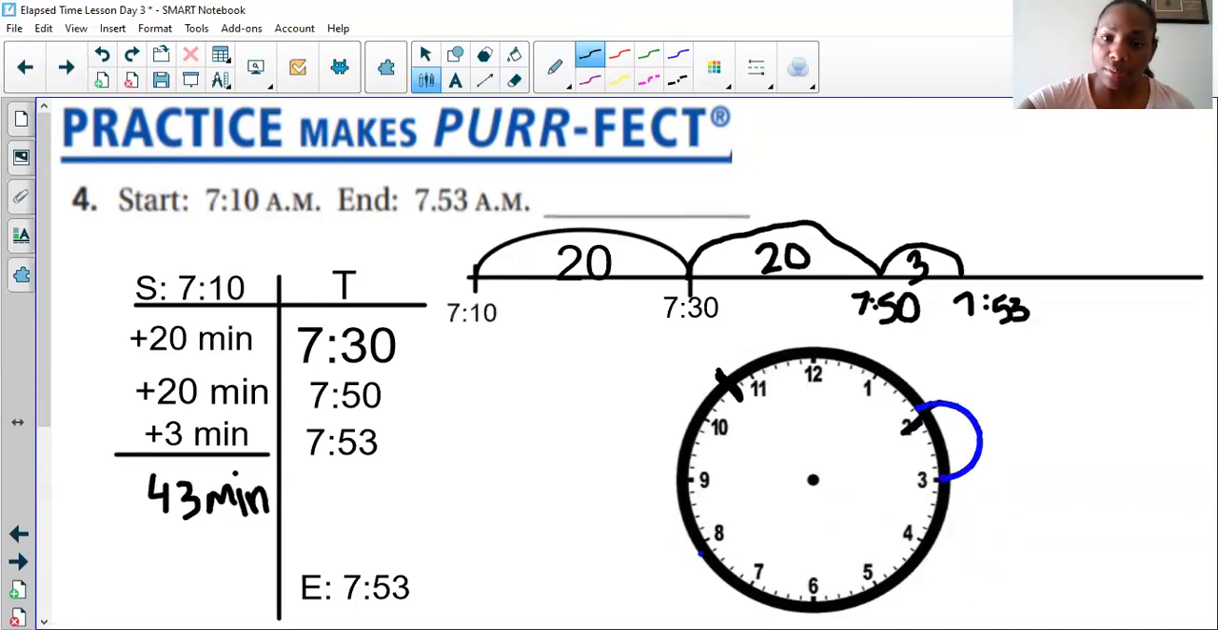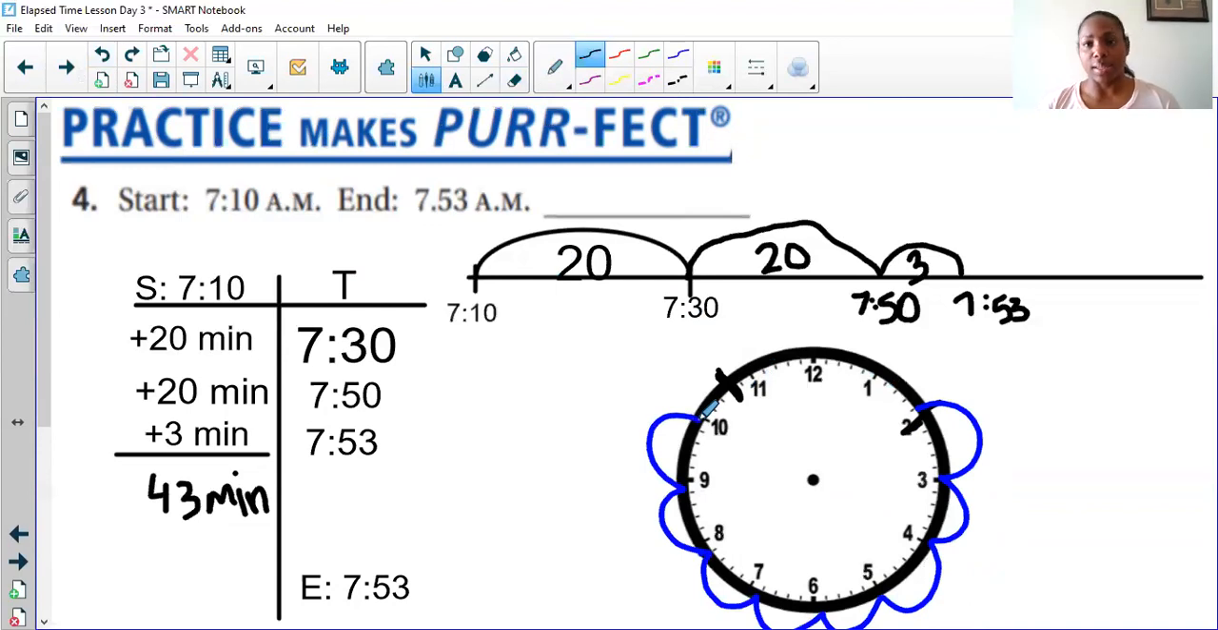So 5, 10, 15, 20, 25, 30, 35, 40. I'm going to stop at 40. And then I have my 3 tick marks in between the 40 and the 53. So literally 1, 2, 3. So that's 3 minutes plus 40 gives me 43.